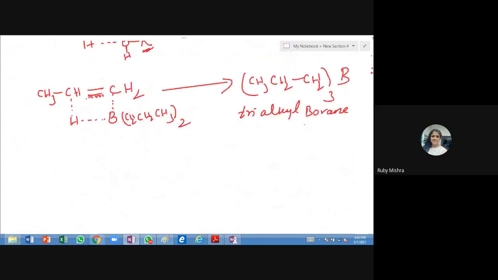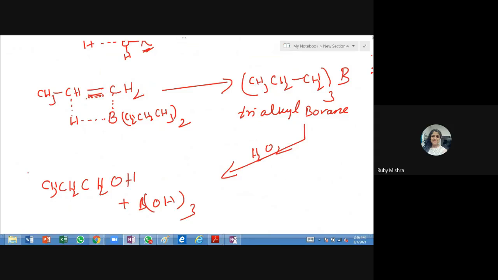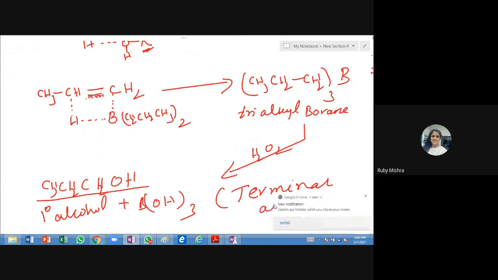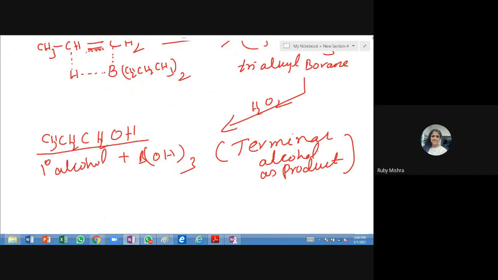Now this on oxidation will give you CH3CH2CH2OH plus B(OH)3. So basically this way we are getting a primary alcohol, or we can also say that we get a terminal alcohol as product. So that is what happens here. We will be getting a terminal alcohol as a product. That is nothing but the hydroboration.